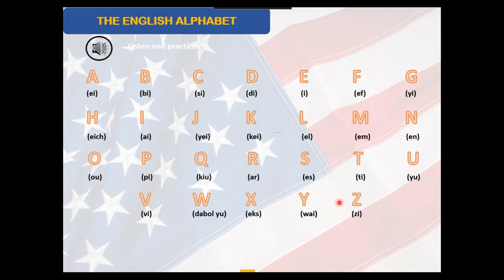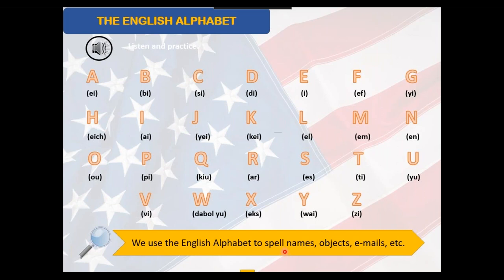The use of this English alphabet is this. We use the English alphabet to spell names, spell objects, or spell emails. What is the idea of a spell? To spell is to say one by one. For example, A, B, C, P, Q, R. That is a spell. To say one by one, decir uno por uno. That's the idea of a spell. Perfect. Spell names or objects or emails.